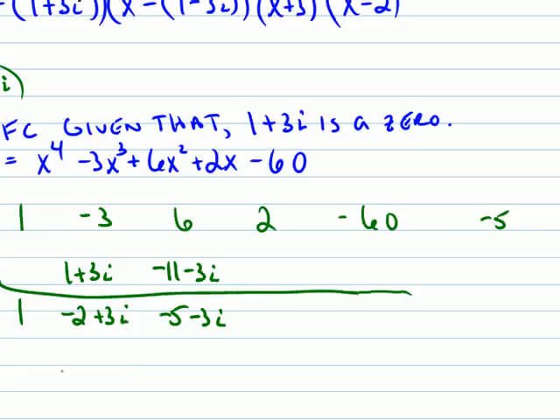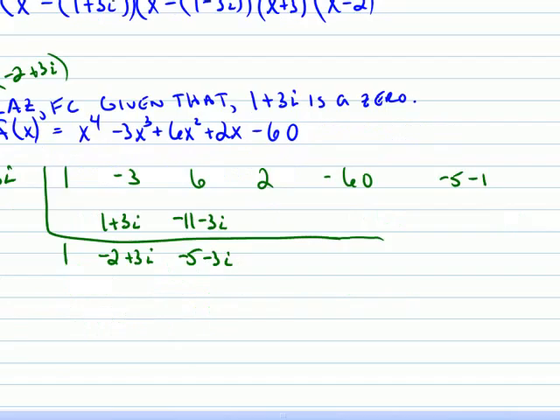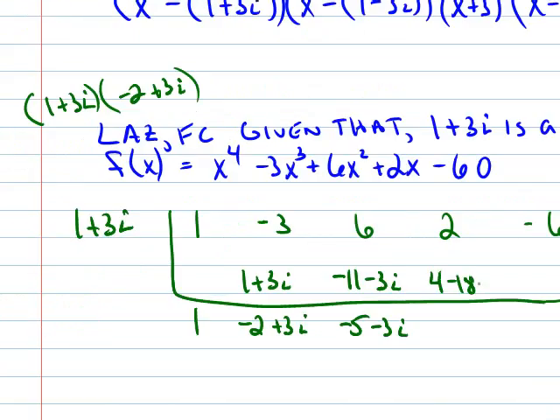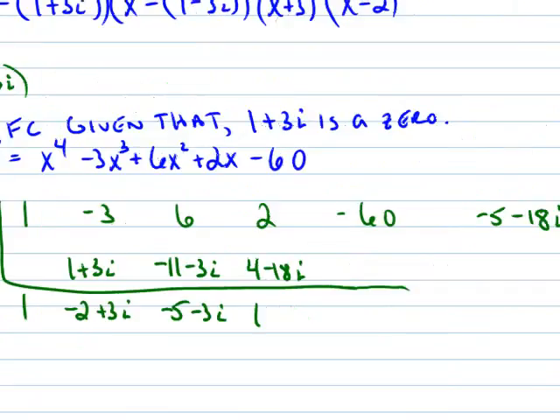The outer is going to be negative 3i. The inner is going to be negative 15i. That ends up being negative 18i. And last we have 3 times negative 3, which is negative 9i squared, which is positive 9. And so we have 4 minus 18i. Add down. 4 and 2 is 6. Okay. So we go again.